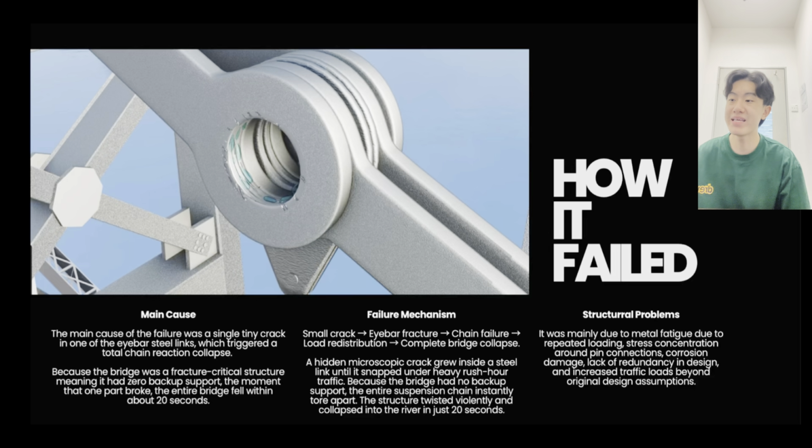Although the bridge appeared to be stable and strong from the outside, investigations after the disaster revealed that the collapse actually began with a very small crack inside one of the steel I-bars. At first, the crack is microscopic and extremely difficult to detect during routine inspections. However, over many years, the bridge was subjected to repeated traffic loading.